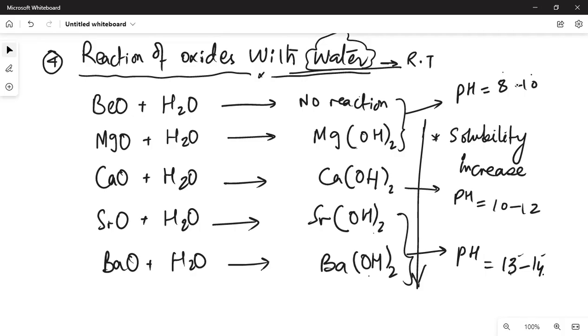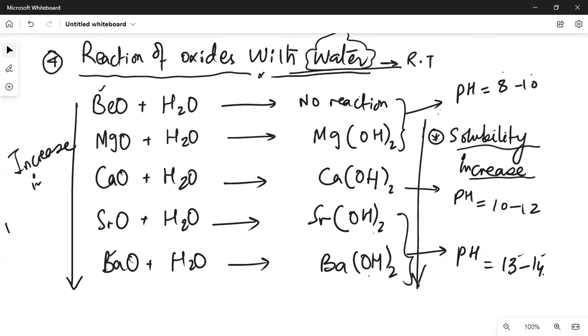And then again, you need to remember that the solubility of these hydroxide increases. And then on this side, if they ask you, as from beryllium oxide to barium oxide, how would you comment on the reactivity of these oxides with water? We'll say there is an increase in reactivity with water.